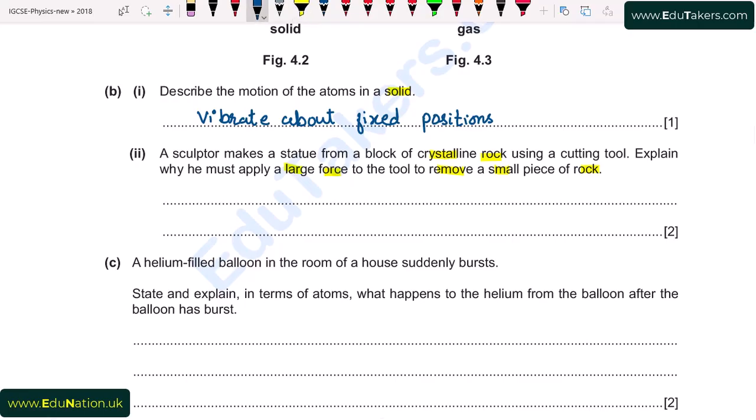So I write here, force applied must be large enough to overcome forces between molecules.